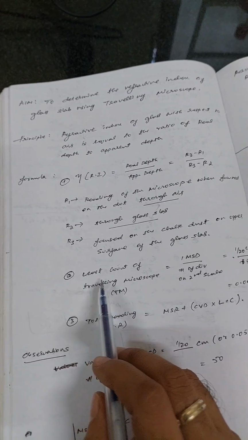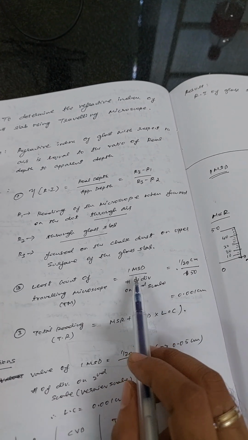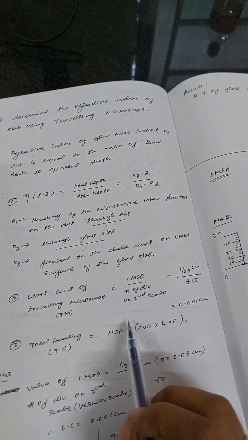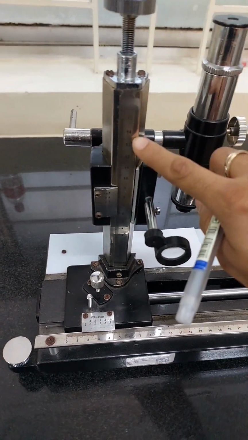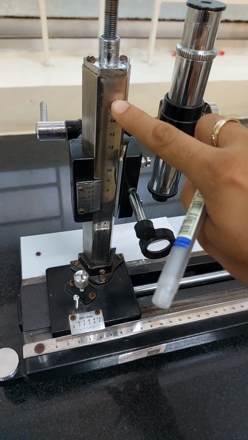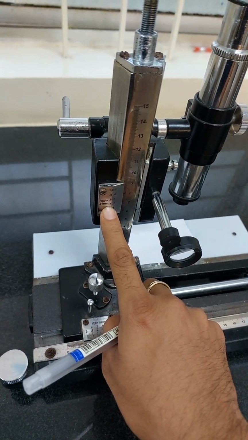Then the second formula is the least count of the traveling microscope. The general formula is 1 main scale division divided by the number of divisions on the secondary scale. As you can see in the instrument, there are two scales. This is the first scale, which is the primary scale or the main scale, and this is the secondary scale. Here the secondary scale is a vernier scale.